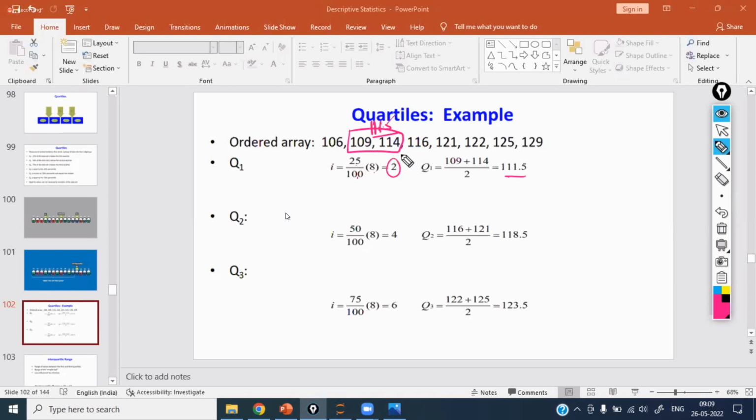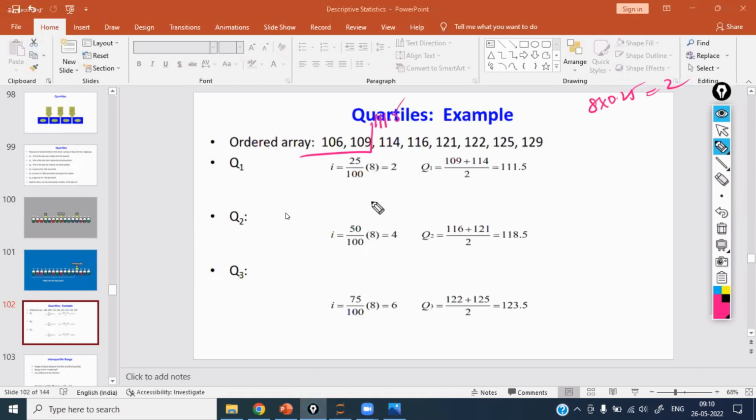What is meant by the data being below that? For the total 8 data points, what is the 25 percentile? 25%. It is nothing but 2 data points only, right? 8 into 0.25, which is equal to 2. So 2 data points are below this. Less than 11.5, 2 data points are there.